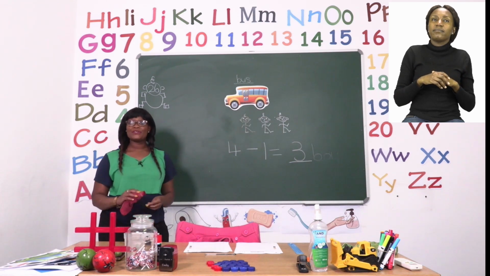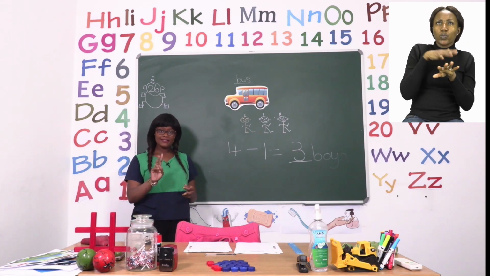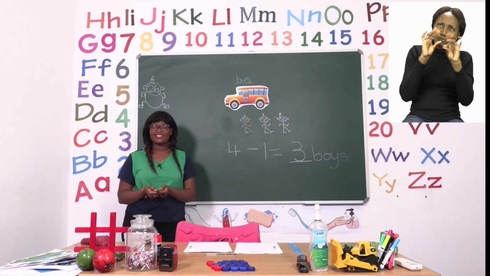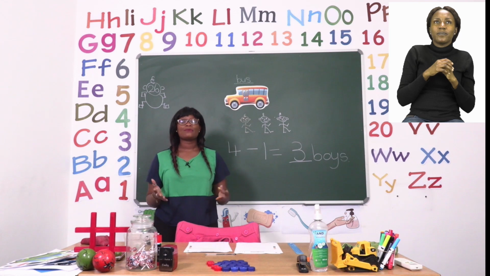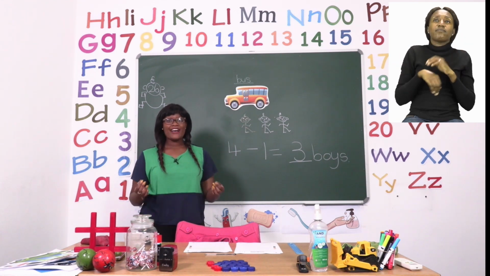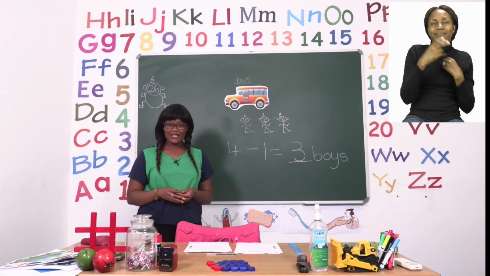So take your time when you're reading your story sums. Make sure you start by reading it twice before you take out the important numbers and the information. Remember, for this page, we are going to be taking away because of the word left. Have fun with the rest of them, and I'll see you soon after the advert break.